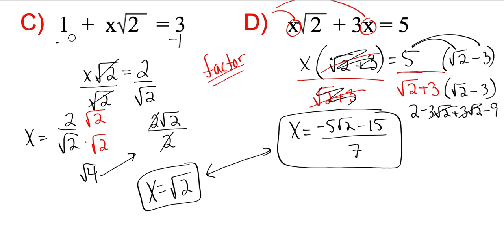So let's just look at it quick, all right? So square root 2 times square root 2 is just a 2. So you have 1 plus 2 equals 3, and yeah, that checks out. So this one's not bad to check, okay?